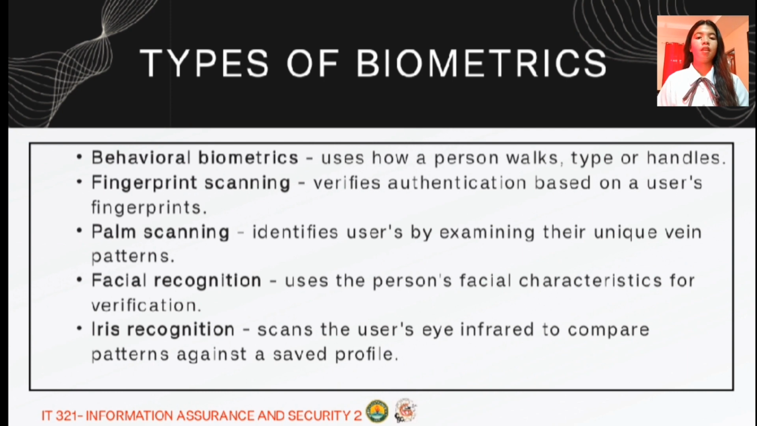Types of biometrics. Behavioral biometrics uses how a person walks, types, or handles. Behavioral biometrics involves analyzing an individual's unique physical movement, typing patterns, or handling behaviors to authenticate their identity. For example, the way someone walks, types on a keyboard, or holds a smartphone can be used to verify their identity. So, fingerprint scanning verifies authentication based on a user's fingerprint. Fingerprint scanning verifies authentication by analyzing the unique patterns present in a person's fingerprints.